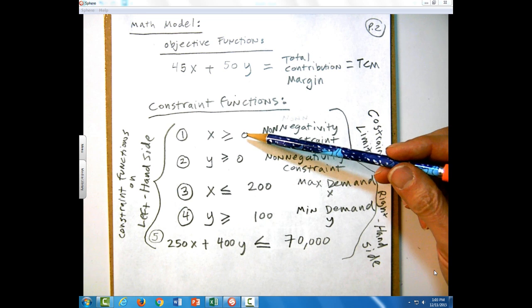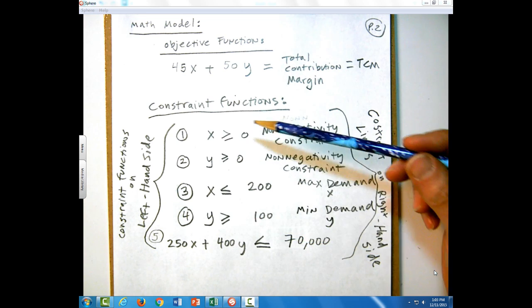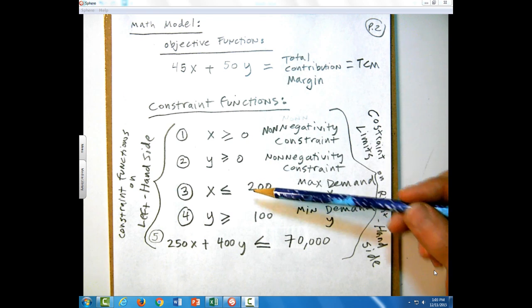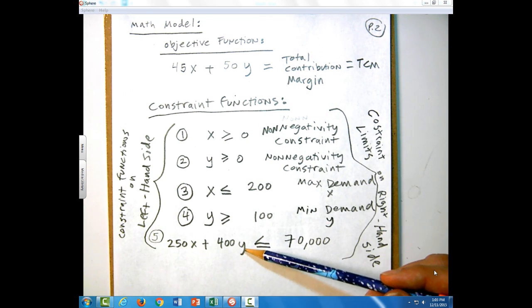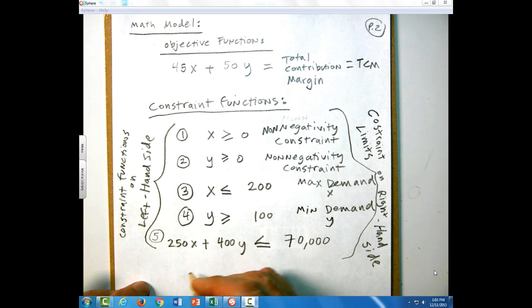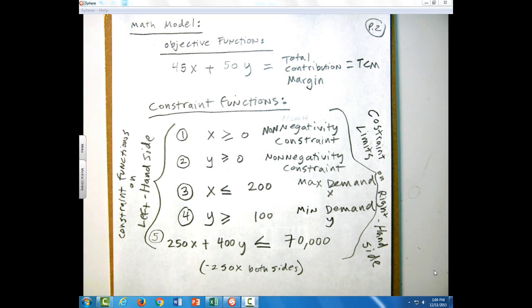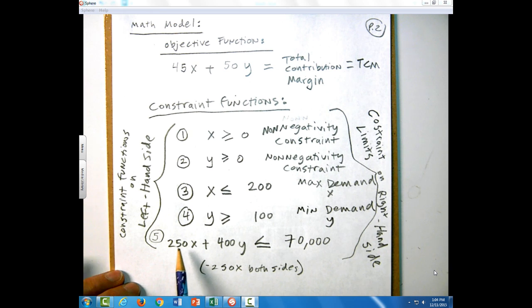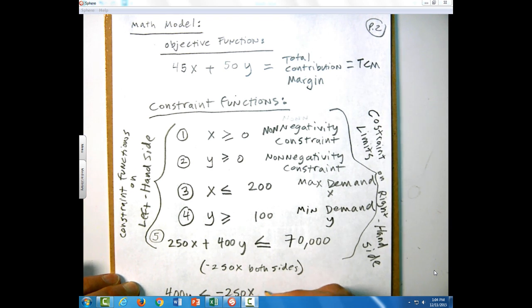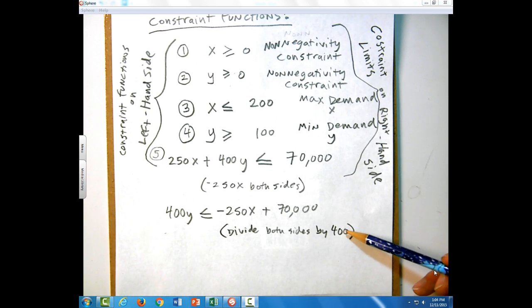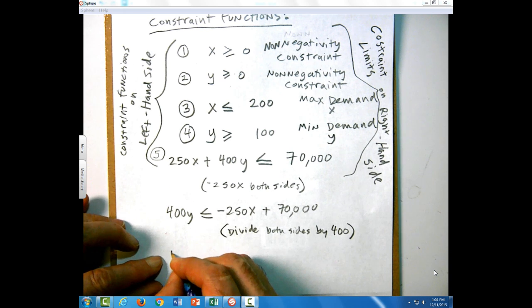Now, all of these equations I can plot pretty easily. I'll put 2 points to define a line for each one of these. But this one I want to actually solve for y. So I'm going to start off by subtracting 250x from both sides, which leaves 0 on this side of the inequality. I'm left with 400y less than or equal to minus 250x plus our 700,000.